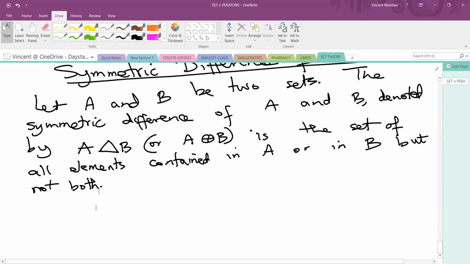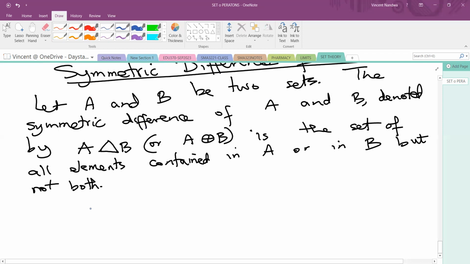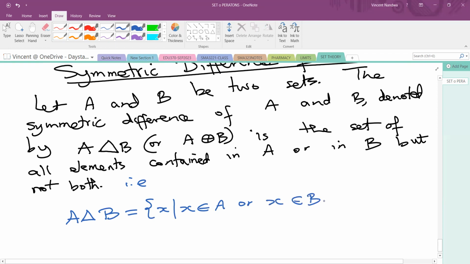So it means that you should be either in set A or in set B, but you should not be counted to be both in set A and set B at the same time. So this is to say the symmetric difference of A and B is the set of all X such that X is in A or X is in B, but not both.